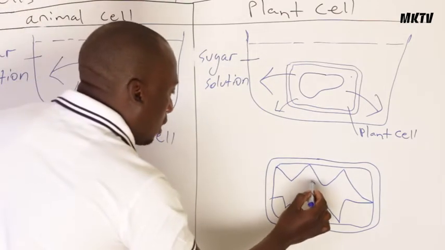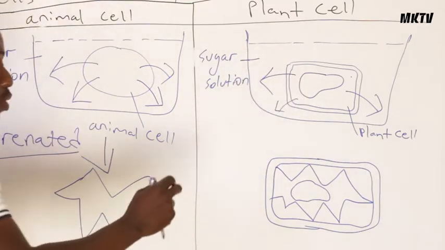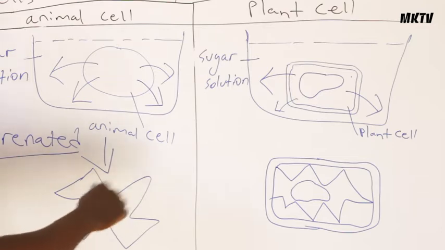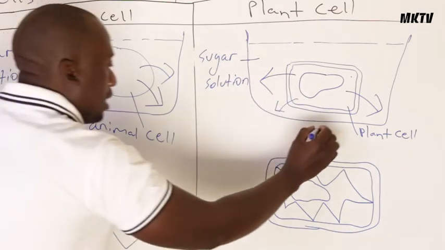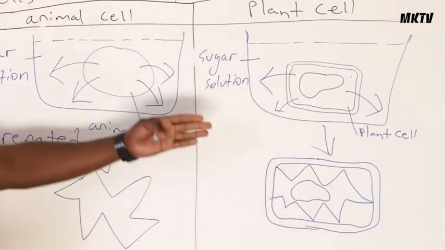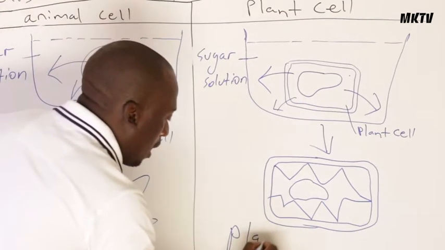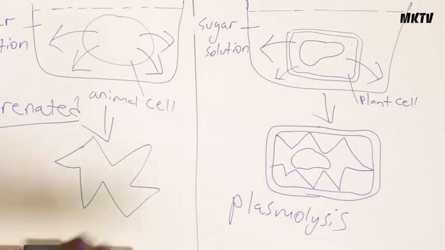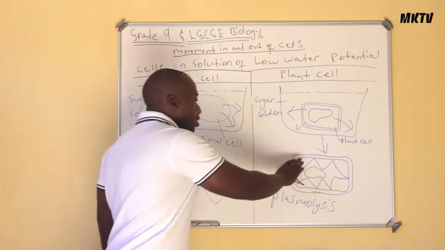And also the size of the vacuole is going to be altered, because now the contents inside the vacuole have moved out into the water. So what is going to happen here, this change of the plant cell losing water to the sugar solution, is called plasmolysis.